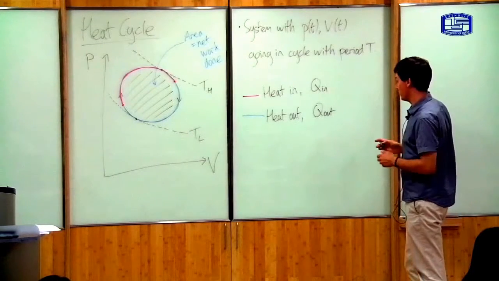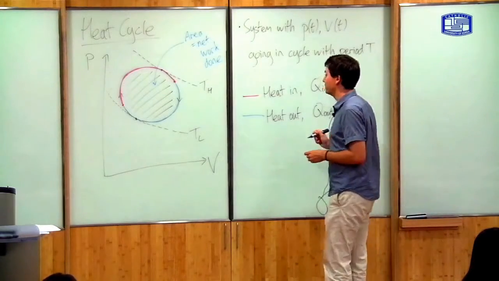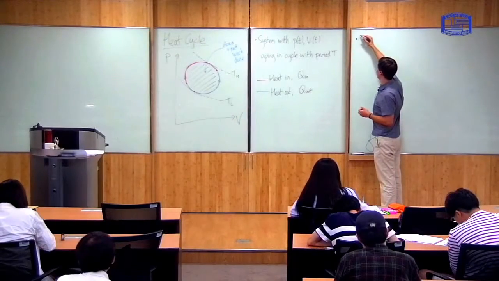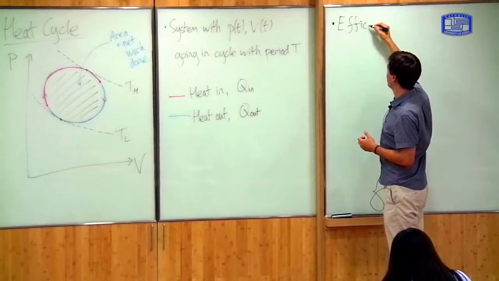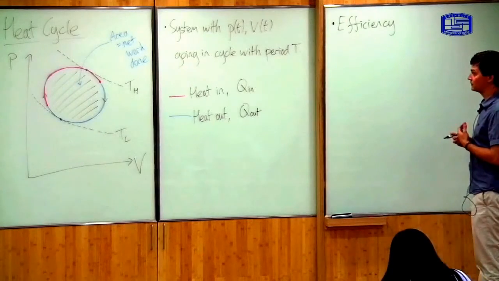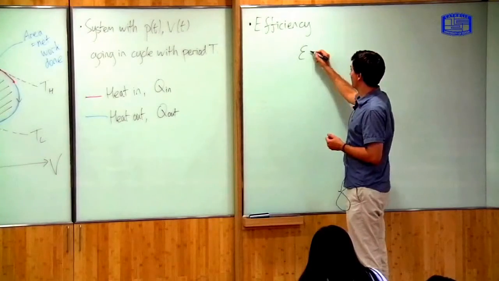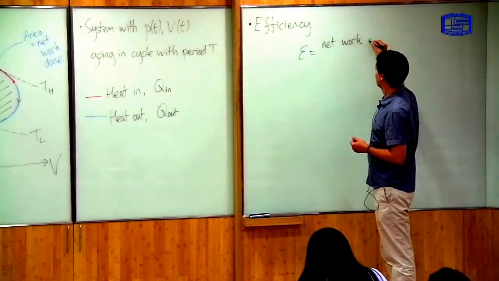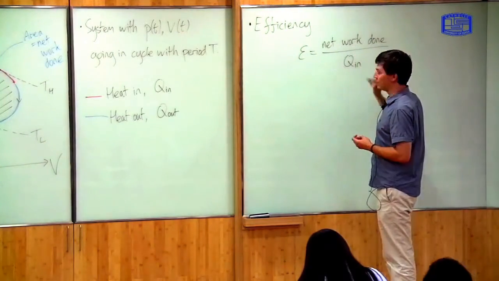There's one final important thing I have to define. Let me do it here. This is because it's on the quiz this week. There's something known as the efficiency, which is given the symbol epsilon, and it's defined as the net work done in the system divided by the amount of heat you have to put in.